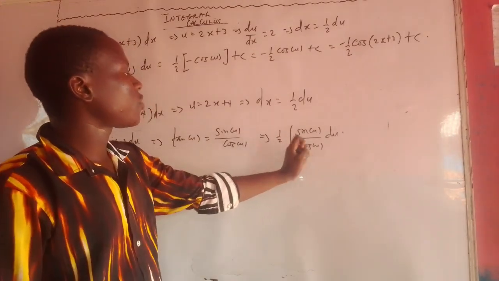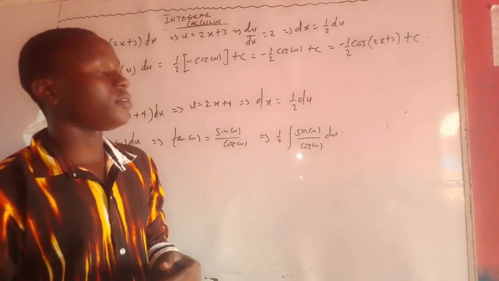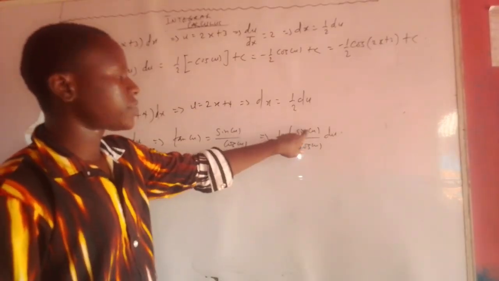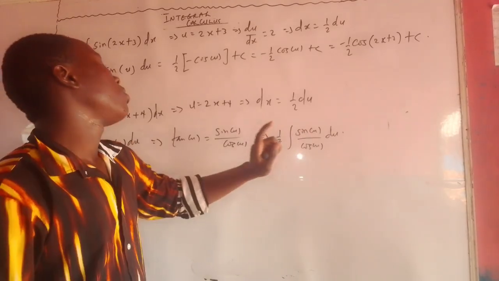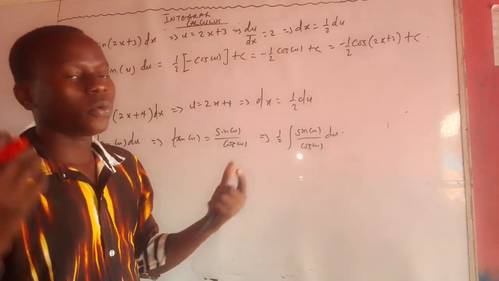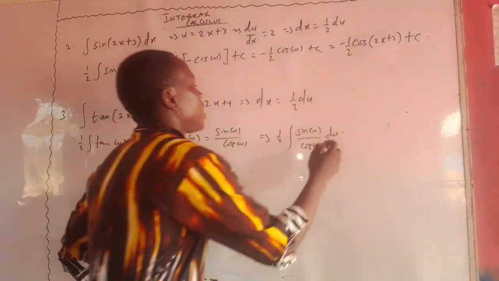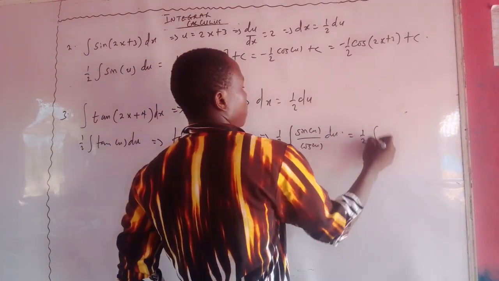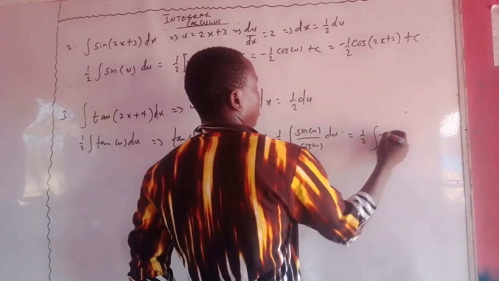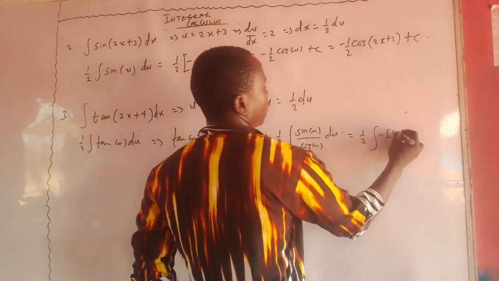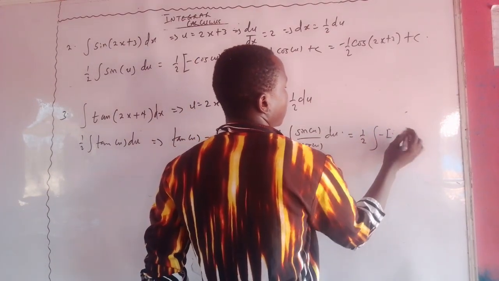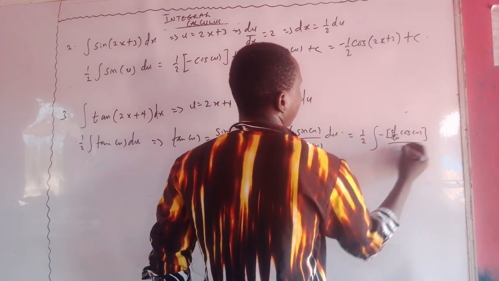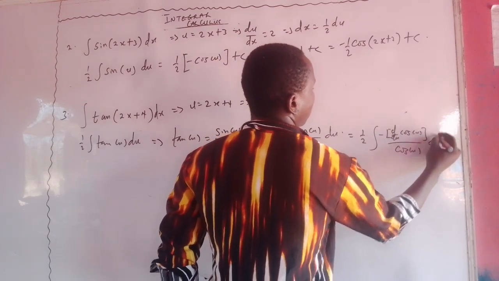The derivative of cos u is negative sine u. But here, if you look at the numerator, we have sine u. So what do you think we can do? I can say this is equal to 1 over 2, then multiply by negative derivative of cos u. Let me just write d/du of cos u, then over cos u, then du.